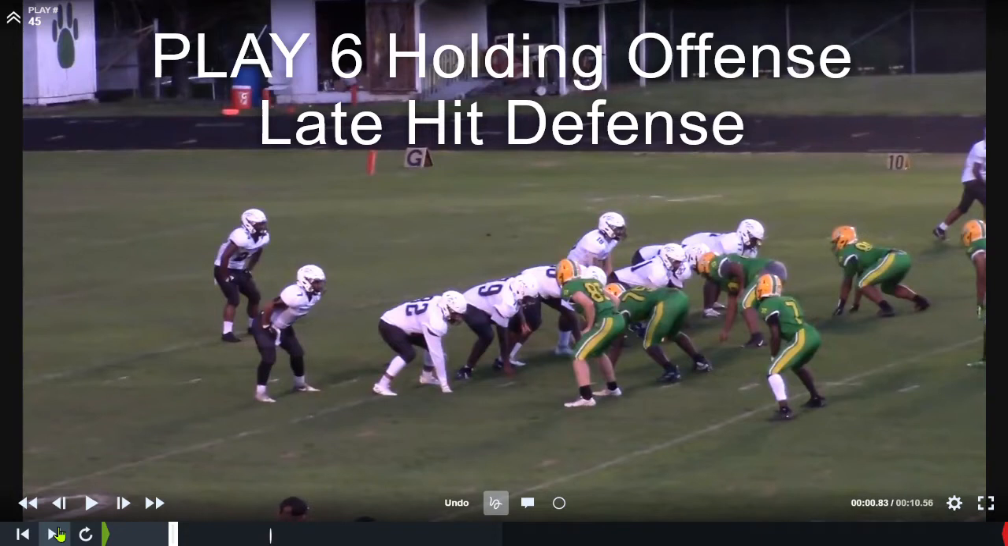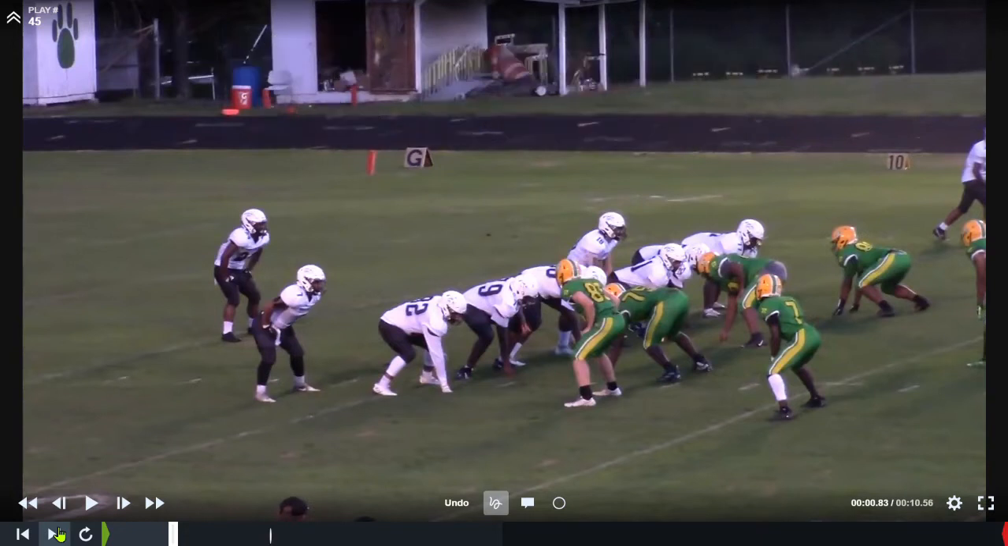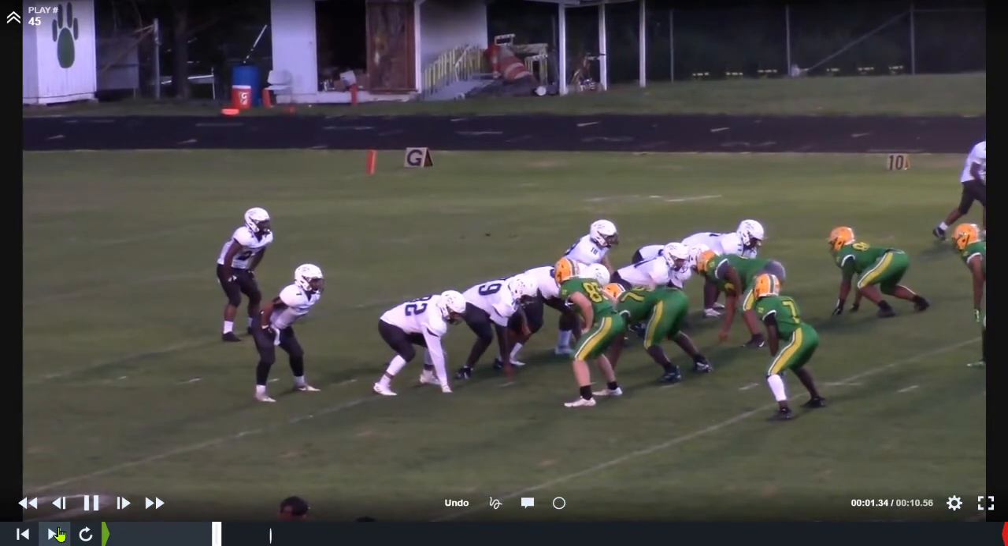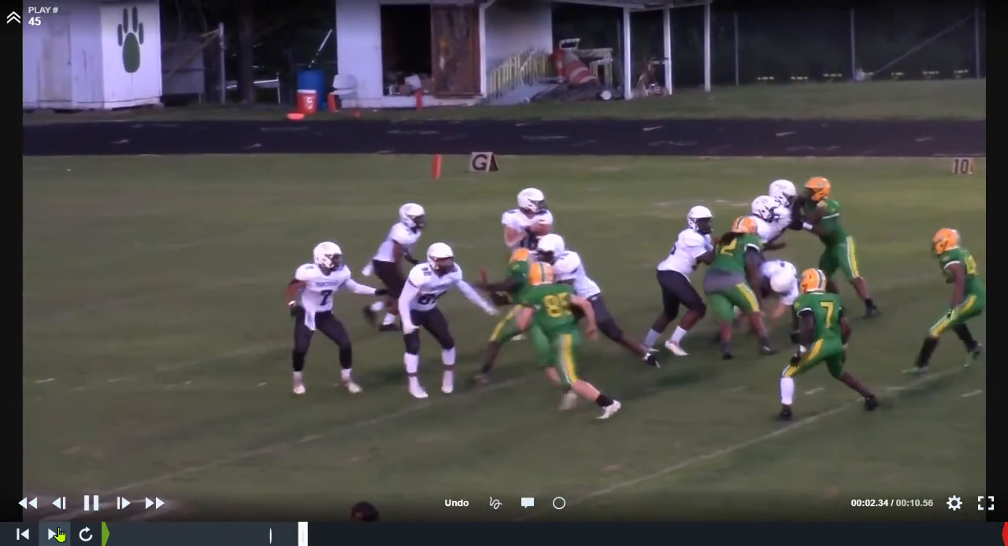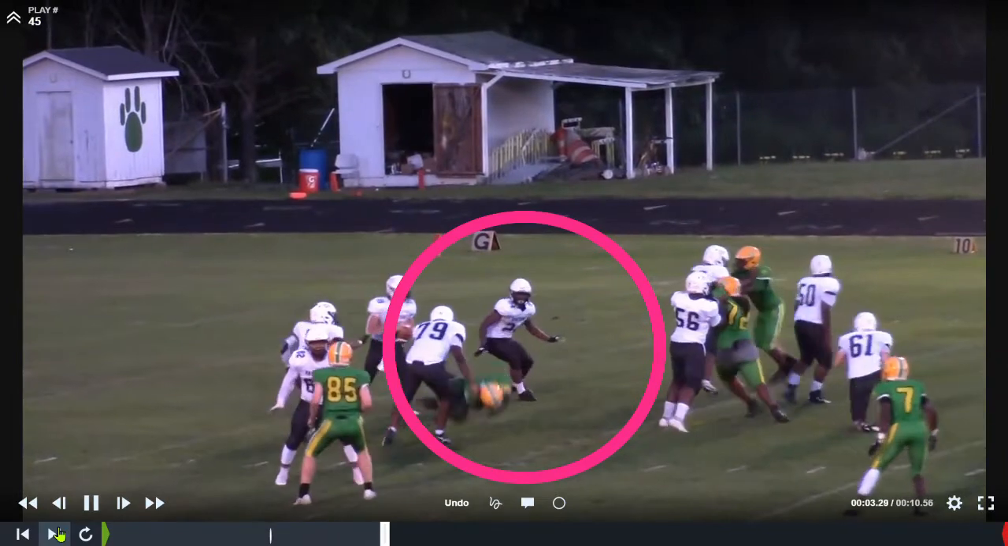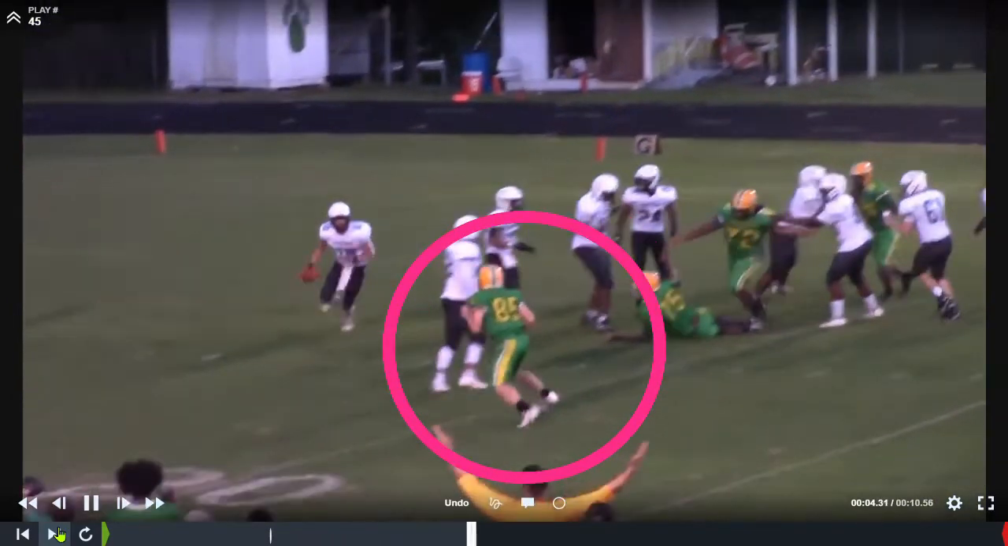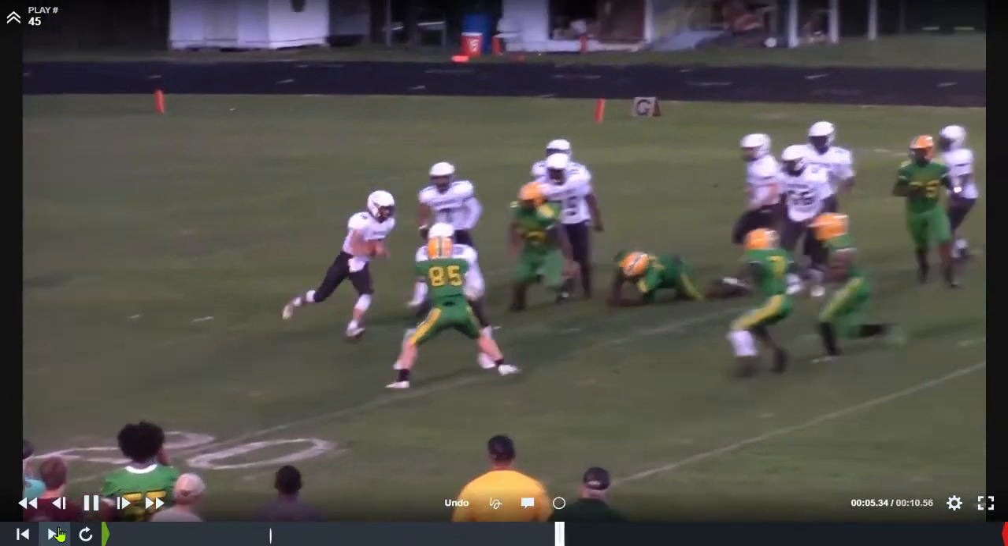Play number 5, we have 2 fouls. First, we have a holding by the offense, and then we have a late hit by the defense, which is a dead ball foul. So we have a live ball followed by a dead ball foul. So first, we would enforce the holding call, which is a live ball foul by the offense in the all but one principle. Then, after that, on the succeeding spot, we would enforce the dead ball foul for the late hit by the defense on this play.